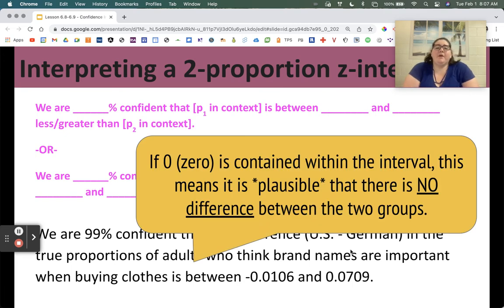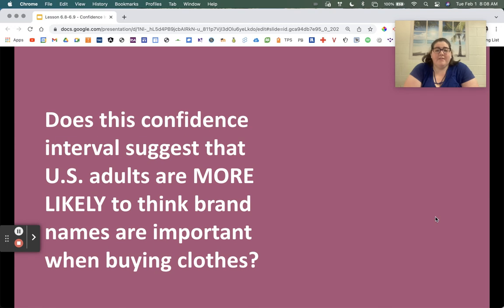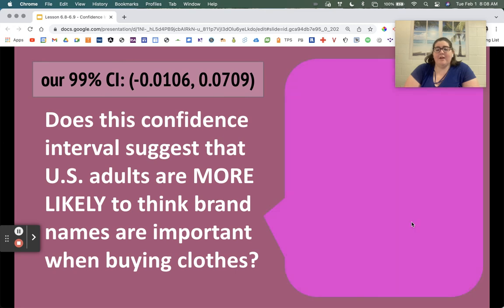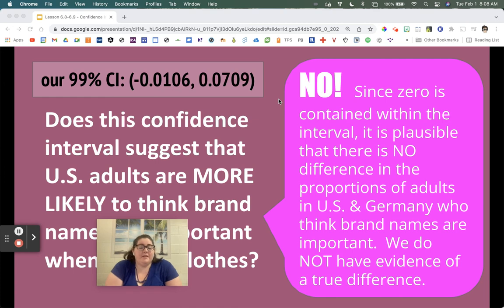If 0 is contained in the interval, that basically means we don't really know for sure if there is a difference. Our 99% confidence interval did not really give us evidence of a difference, because it is plausible that there's no difference, since 0 could be the true difference. So does the interval give us evidence that US adults are more likely to think brand names are important? It does not, because our interval contains 0, which means it is possible that there's no difference. So we do not actually have evidence based on this interval that US adults think brand names are more important than German adults.